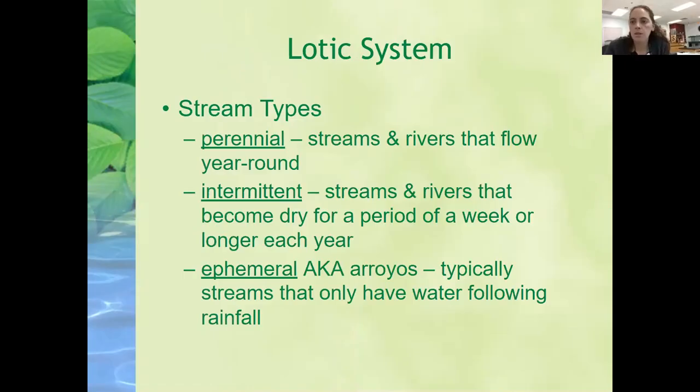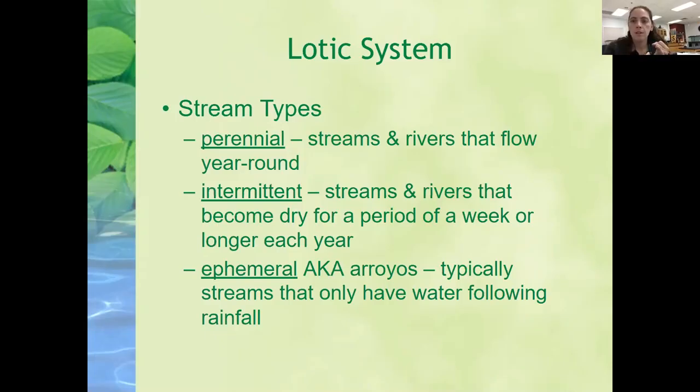In our flowing systems, the lotic systems, we can describe our streams and rivers based on how often they have flowing water in them. There's three categories. There are the perennial streams and rivers. These are going to have water in them year-round. So San Antonio River would be a perennial river.